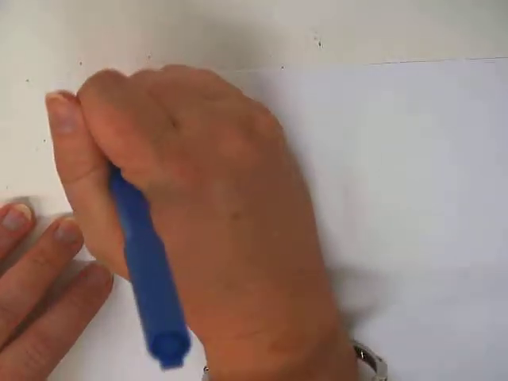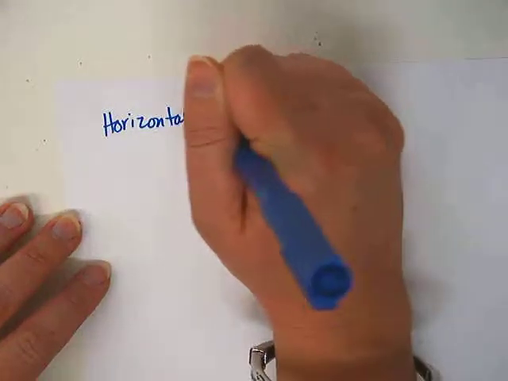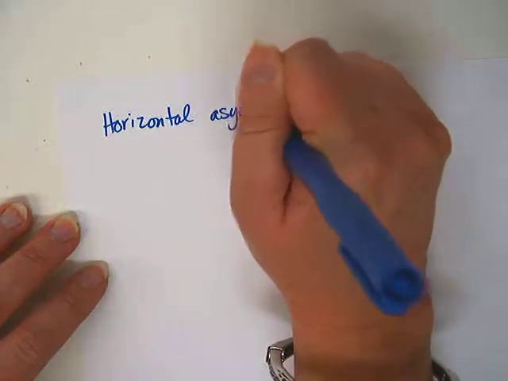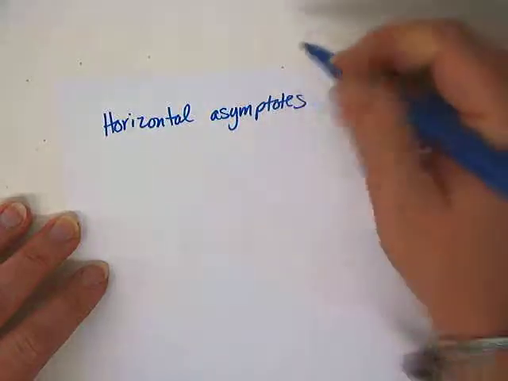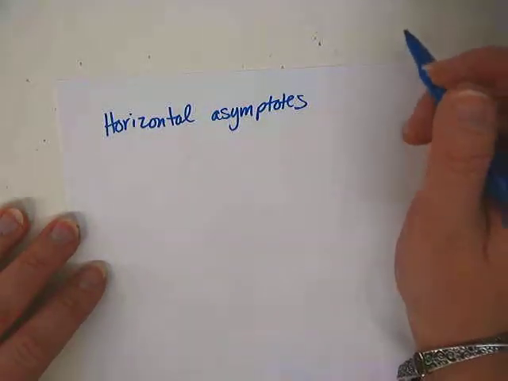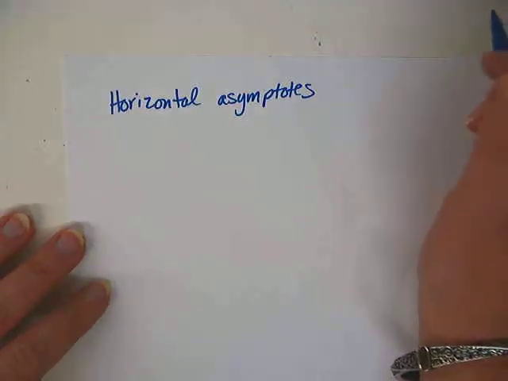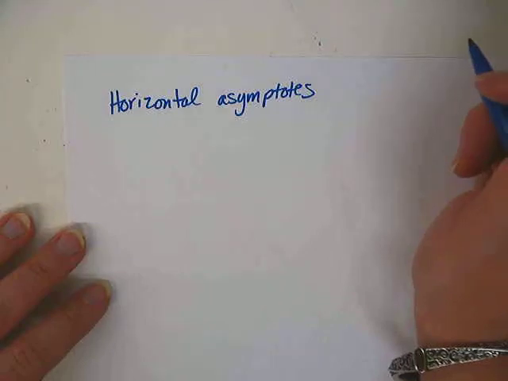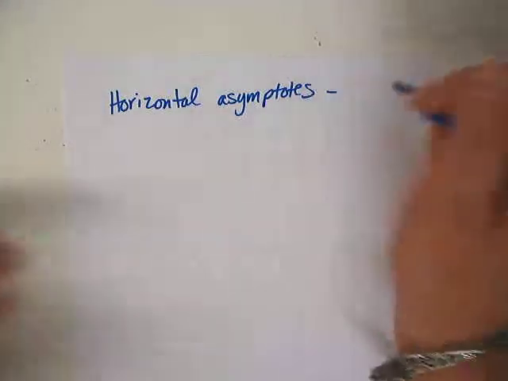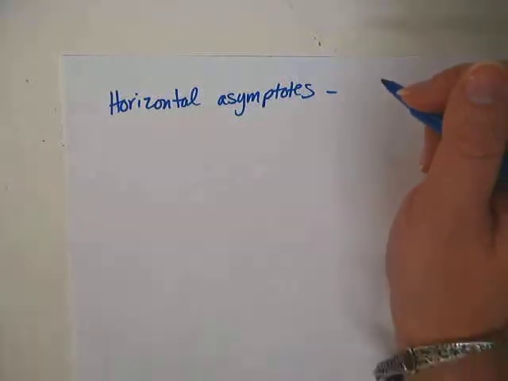This is called a horizontal asymptote. Horizontal asymptotes are a little bit trickier to figure out. We have some rules we have to learn in order to find a horizontal asymptote, and there's kind of 3 rules that go with a horizontal asymptote. Do I need to describe that it's horizontal, or does that make sense that it's going to be horizontal?